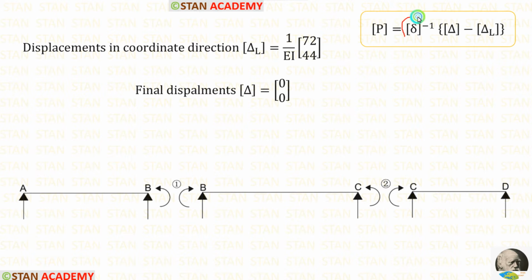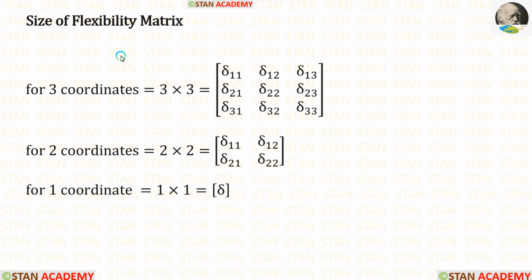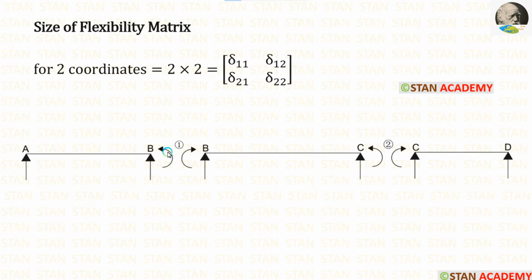In this formula, we have calculated delta L matrix and delta matrix. Only one is remaining, that is the flexibility matrix. Now let's see the size of the flexibility matrix. For 3 coordinates, it is 3 by 3. For 2 coordinates, it is 2 by 2. For 1 coordinate, it is 1 by 1. In this analysis, we are having 2 coordinates. For 2 coordinates, the size will be 2 by 2. Inside the matrix, we will have 2 rows and 2 columns. Now, let us calculate the first row in the flexibility matrix. For that, we have to apply unit moment in the first coordinate.